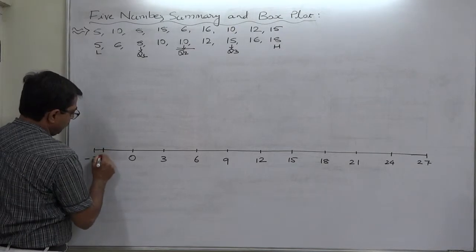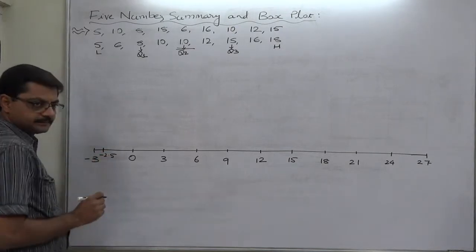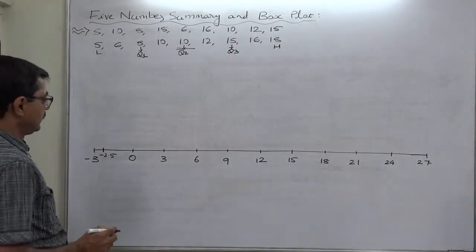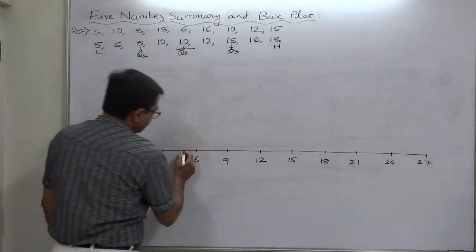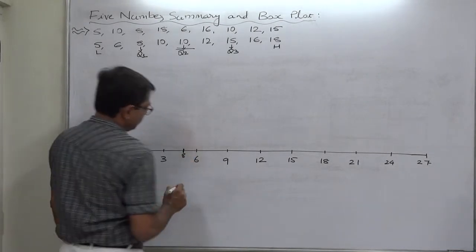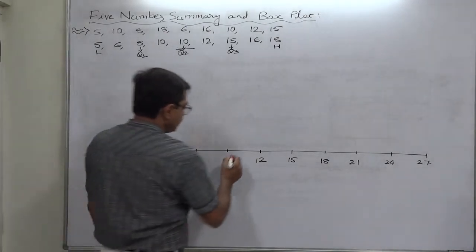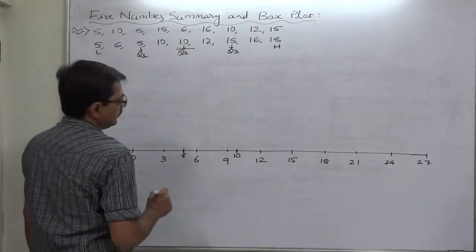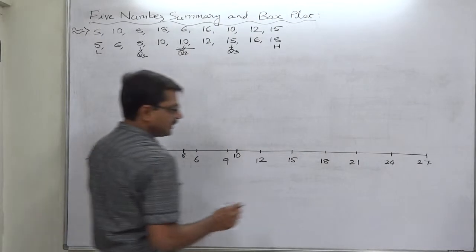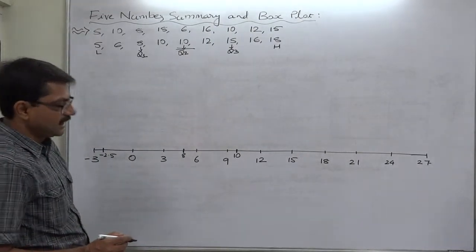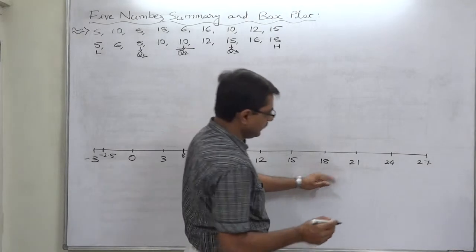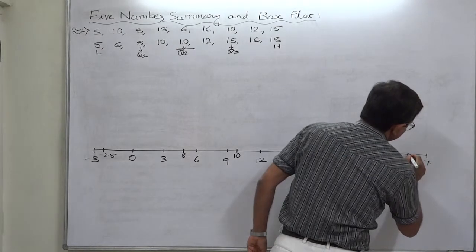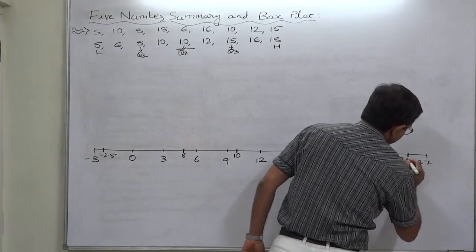We can take -2.5 somewhere here. That is our lower limit. Our quartile is 8. That can be here. The median is 10. Q3 is 15. That is on the number line already. The highest value is 18. It is also on the number line. But our upper limit is 25.5. So it is exactly between 24 and 27.